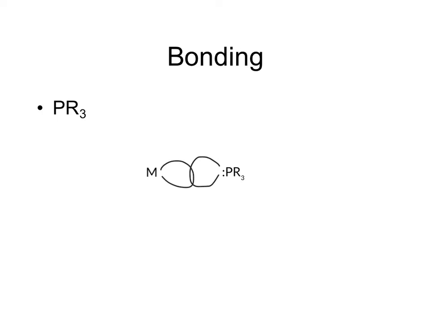Some electron-withdrawing phosphines, such as phosphites, can have some pi acceptor ability, but that's best seen on the next slide for PF3, the most pi accepting phosphine. Electron-withdrawing phosphines also have sigma donation, but more electron-poor or electron-withdrawing substituents on the phosphorus actually reduce the amount of sigma donation that these phosphines exhibit.